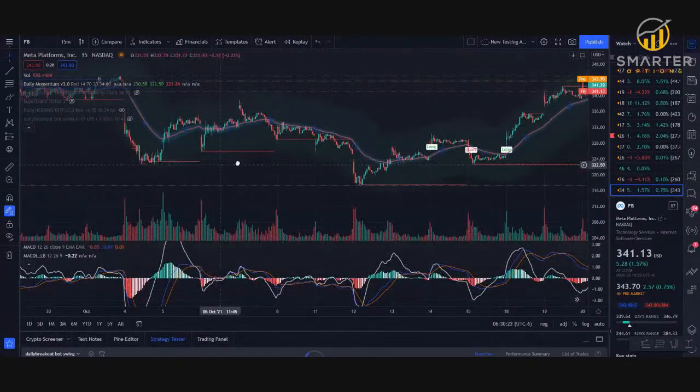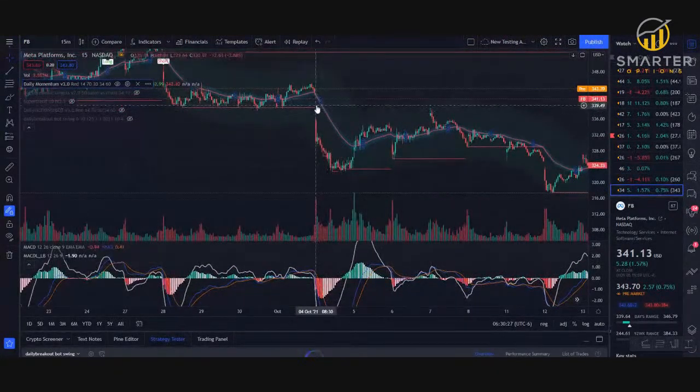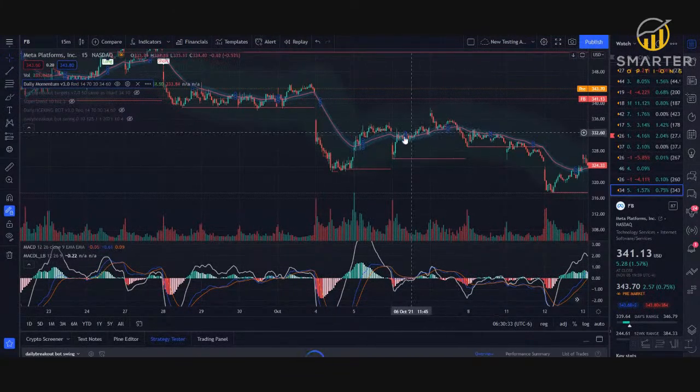Really got to use MACD with some of this, guys. I don't know why this doesn't say a short right here, but that should have been a short. But right here, going positive like that, I wouldn't have taken that yet.